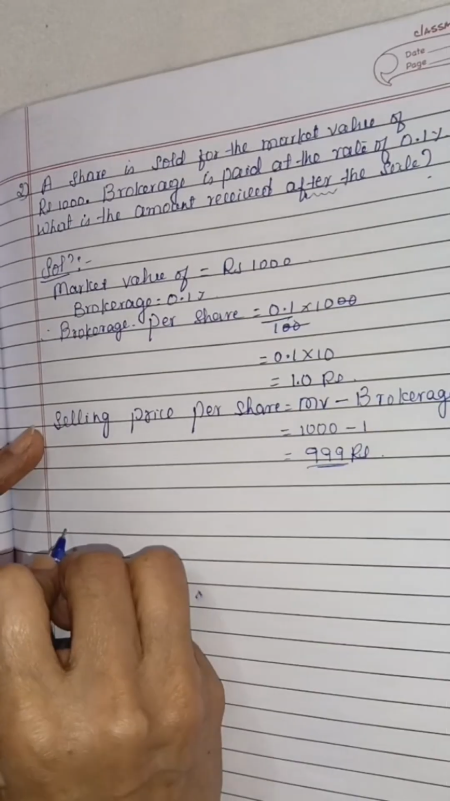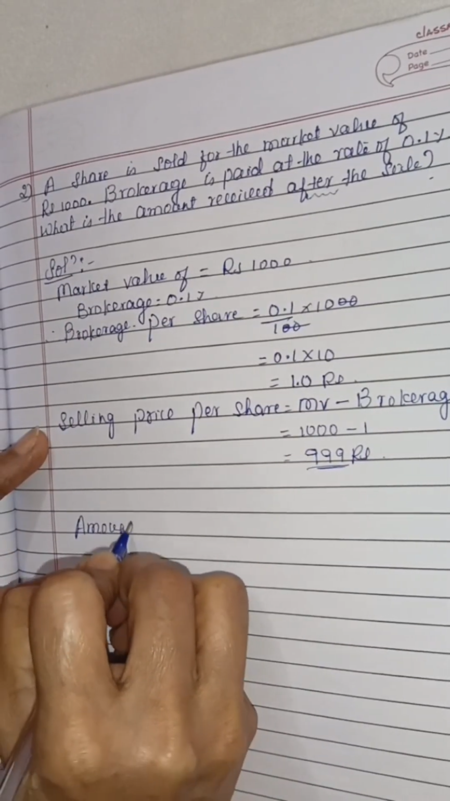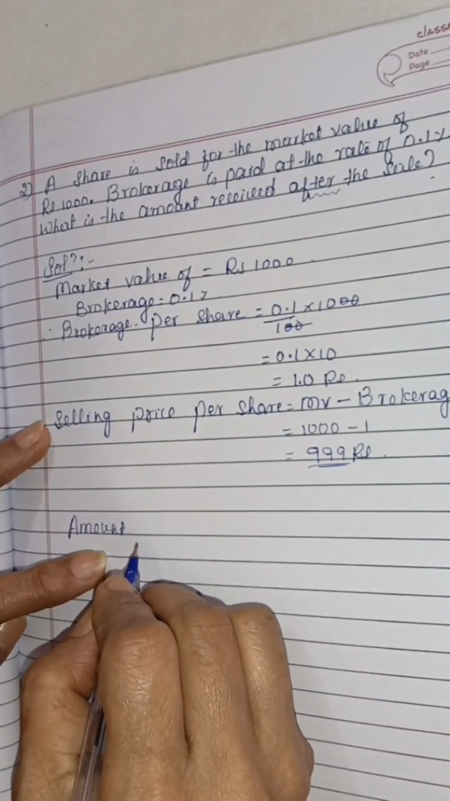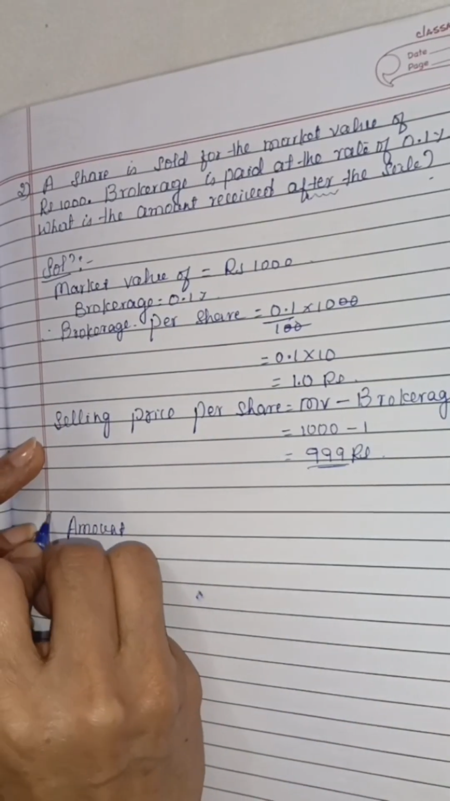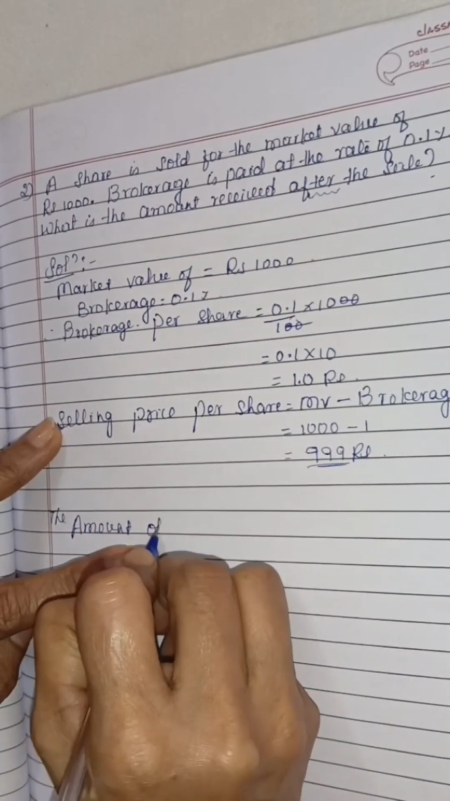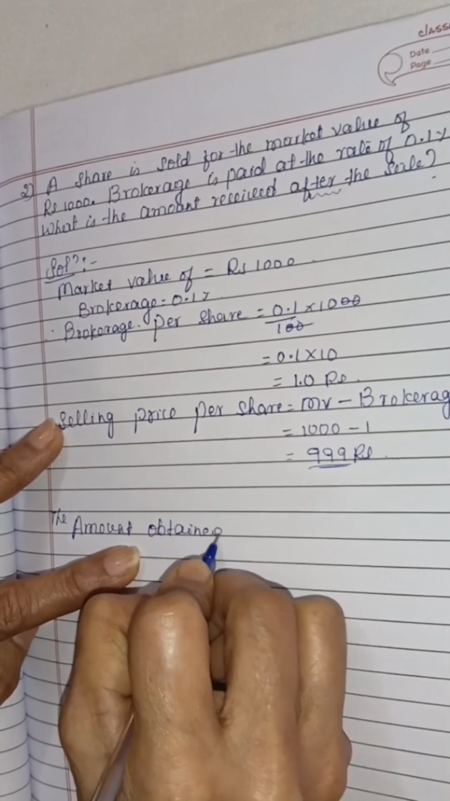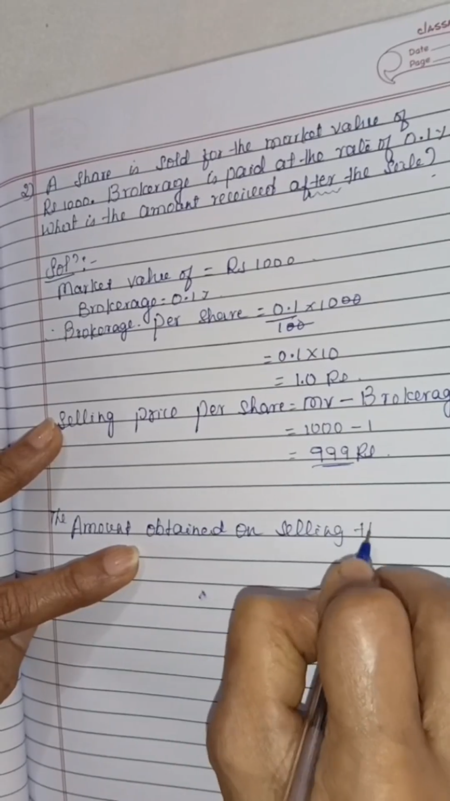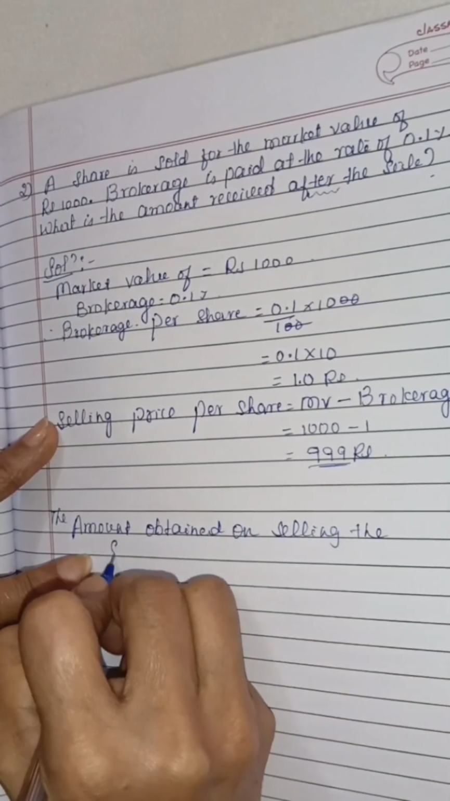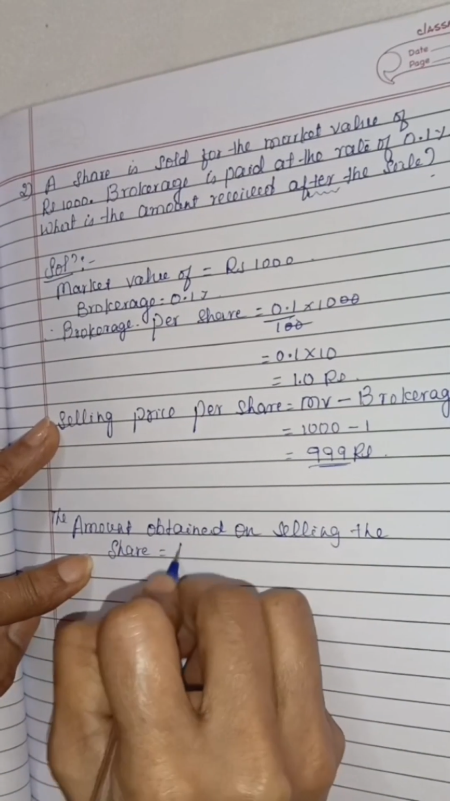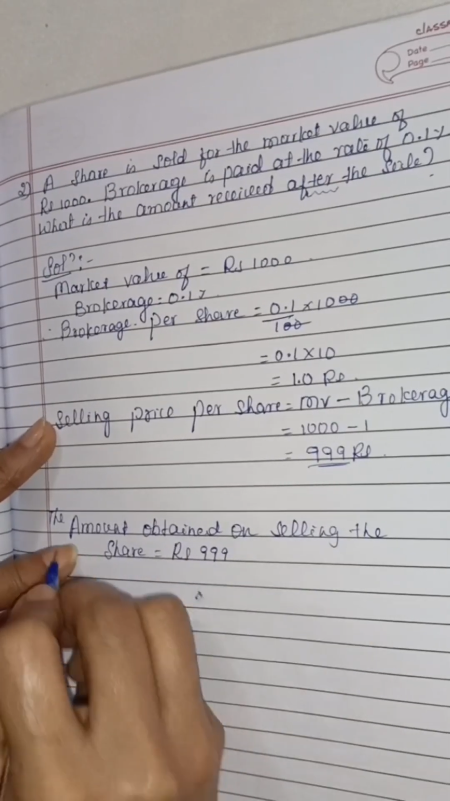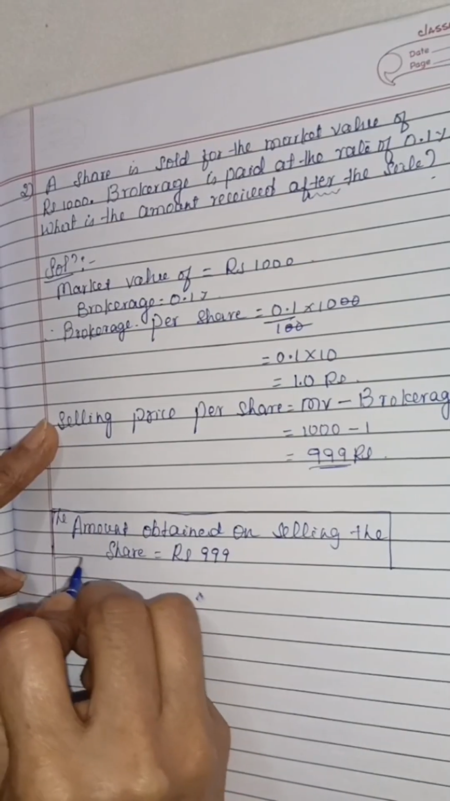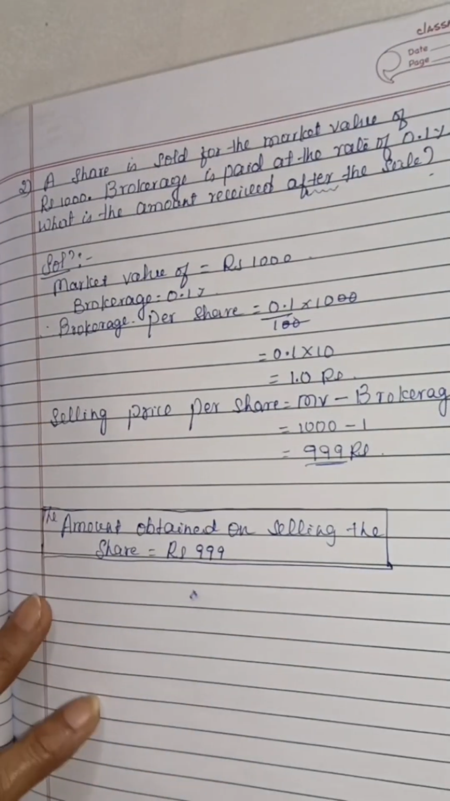Now write the answer. Amount received after the sale. Otherwise, the amount obtained on selling the share is rupees 999. Okay.